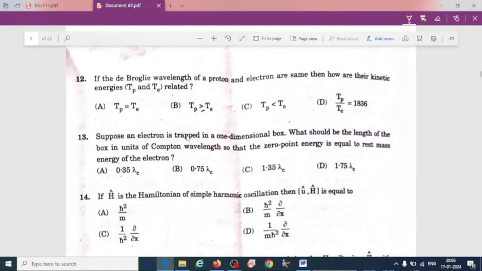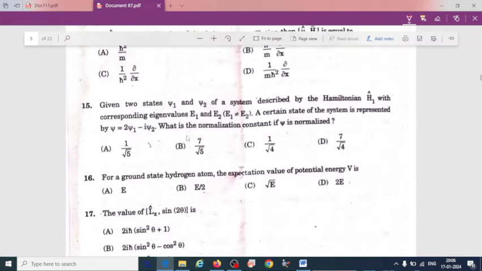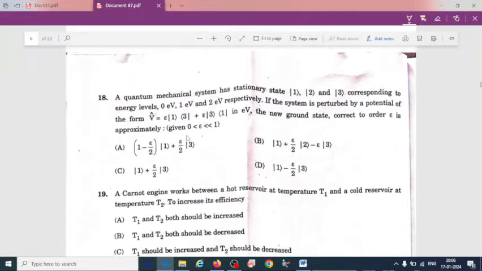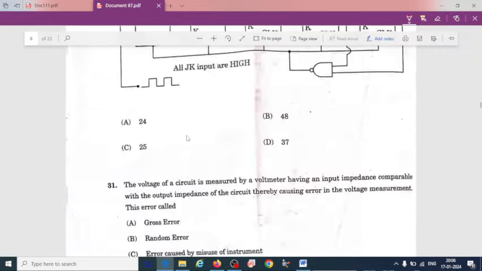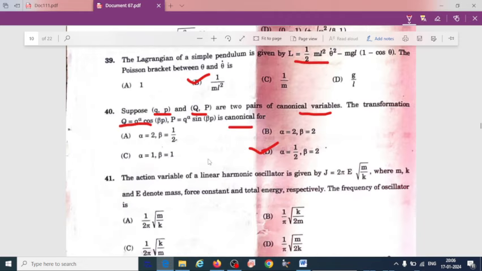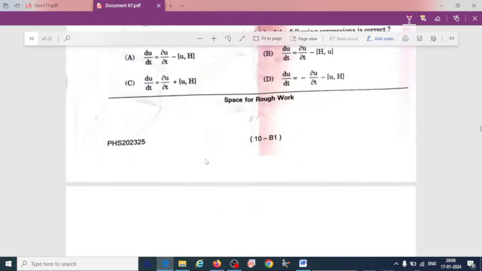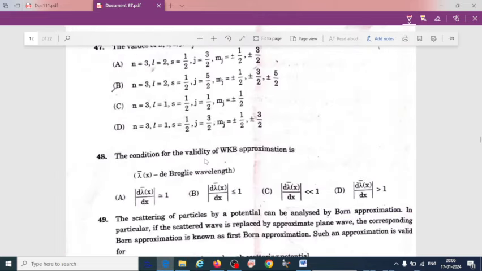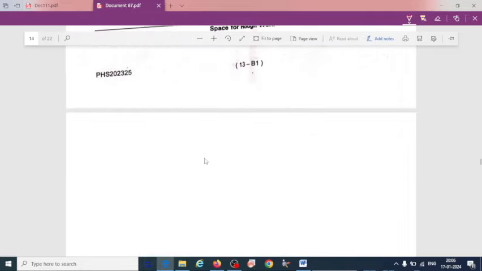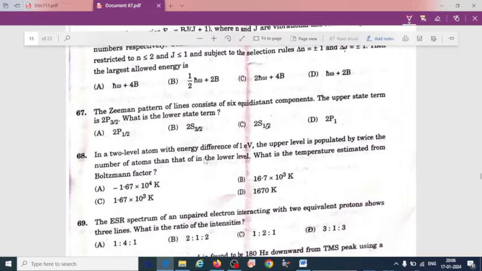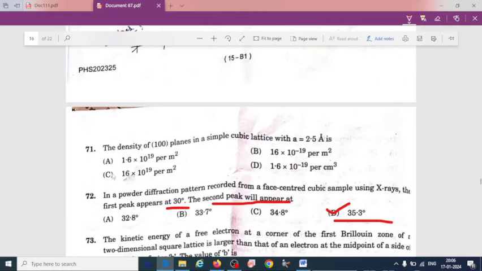So the next one. Here I'm going to solve a few selected questions. Okay, this one we can see.